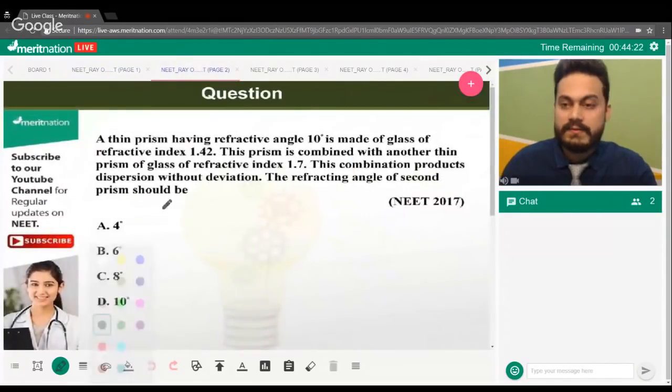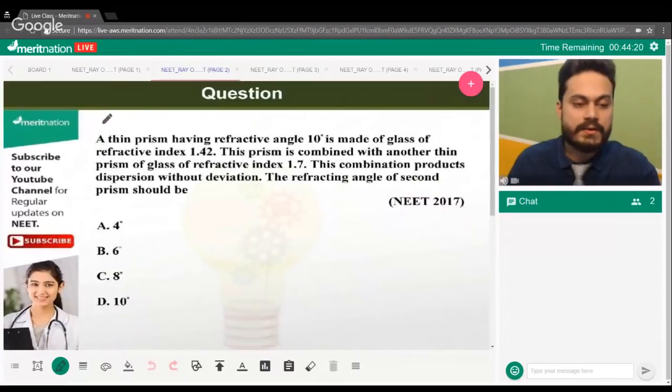So let's start with the first question, that is from prism, right? A thin prism having a refracting angle of 10 degrees is made of glass of refractive index 1.42. This prism is combined with another thin prism of glass of refractive index 1.7. Simple question. This combination produces dispersion without deviation, right? So the refracting angle of the second prism should be.